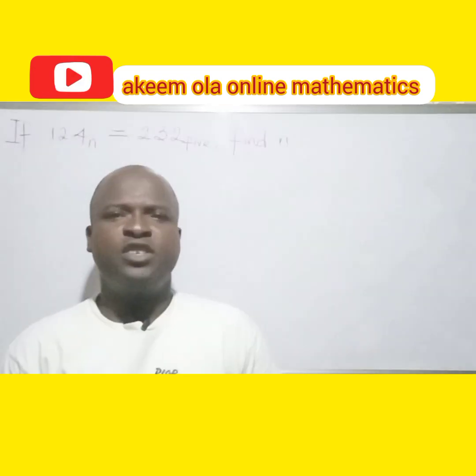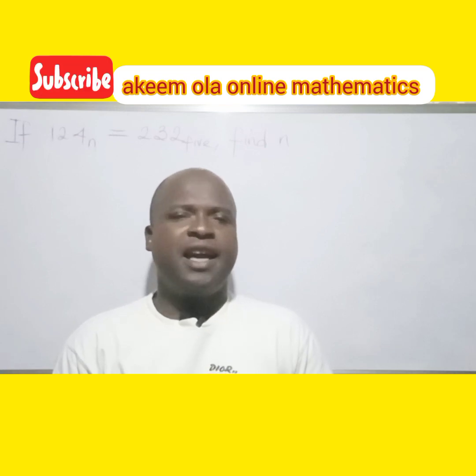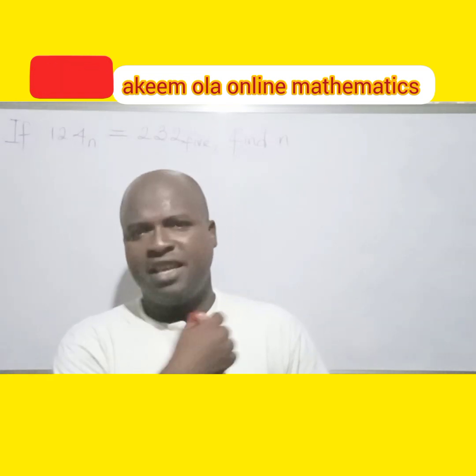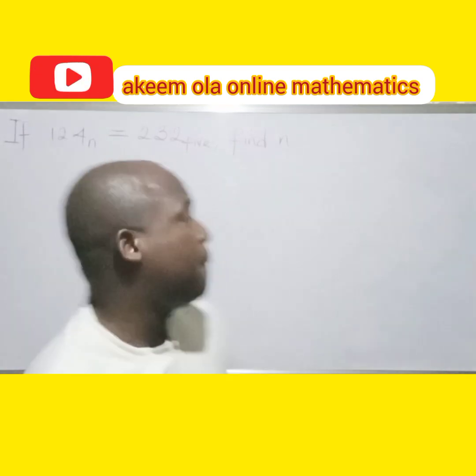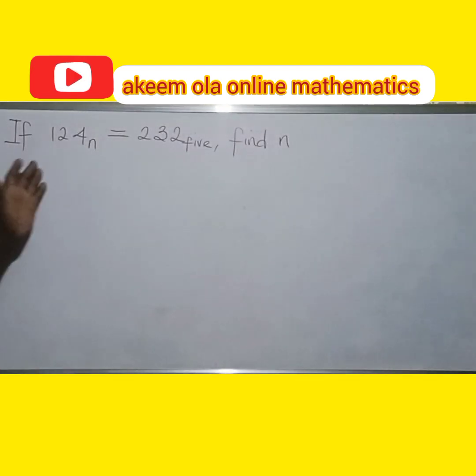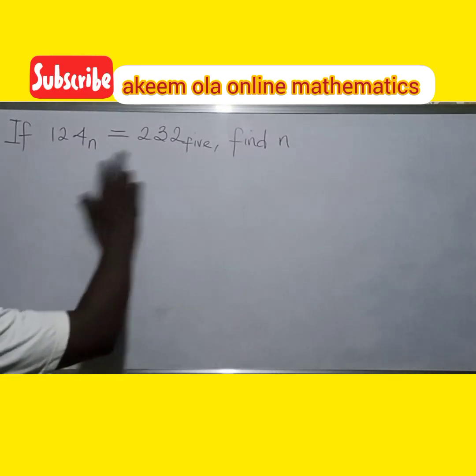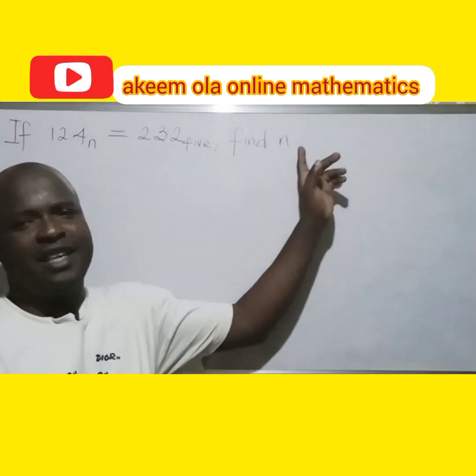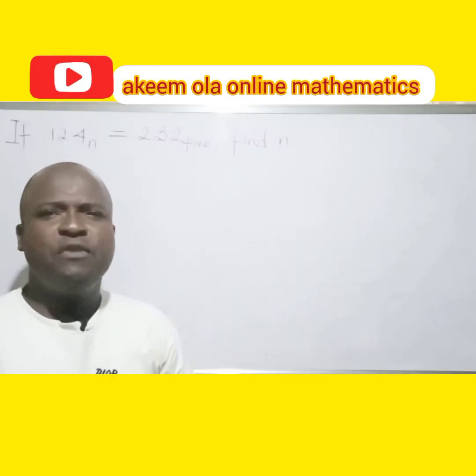We have another question to solve today, and the question we are solving today is on number base. Let's go solving the question right now. We are given that this is equal to this. You can see we have a number and we have a base. From this question, we are asked to find n. How can we find this n?